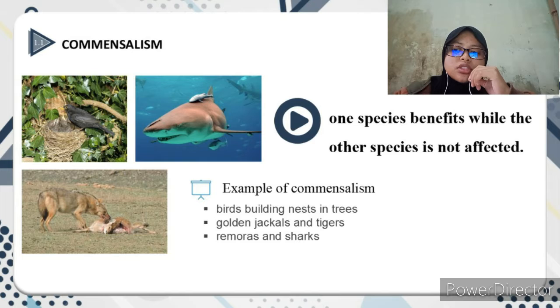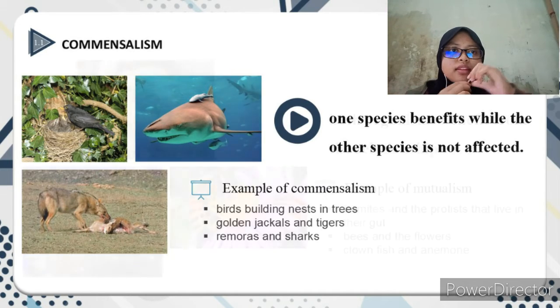So from this relationship, the golden jackal can get free food, while the tigers didn't gain anything from the golden jackal. The next example is the remora and shark. The remora rides and feeds on the food scraps left by the shark. And at the same time, the shark is not bothered nor affected by the remora's presence.